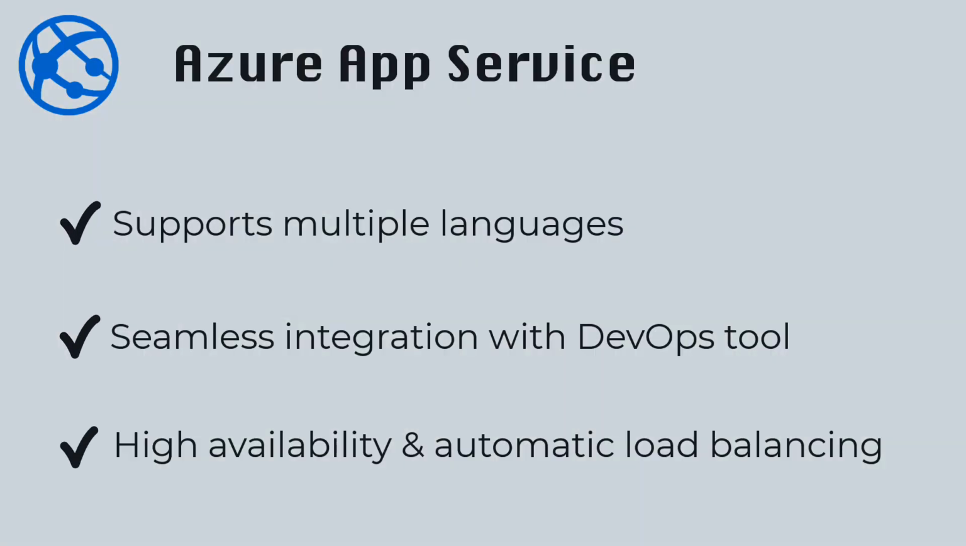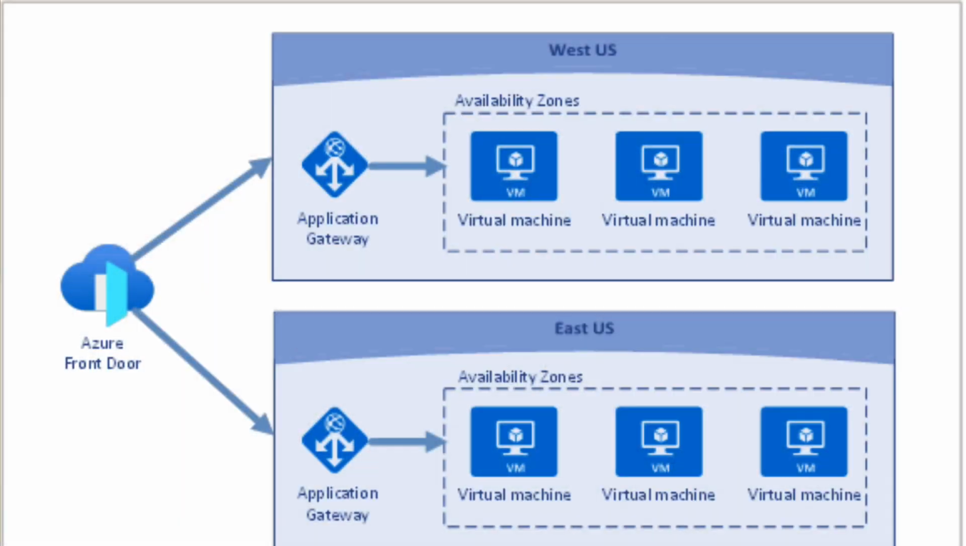And we have high availability. Azure App Service offers high availability and automatic load balancing. High availability means it is designed to be accessible almost all the time, reducing downtime. Automatic load balancing evenly distributes the incoming user traffic across multiple servers, ensuring that no single server gets overwhelmed.